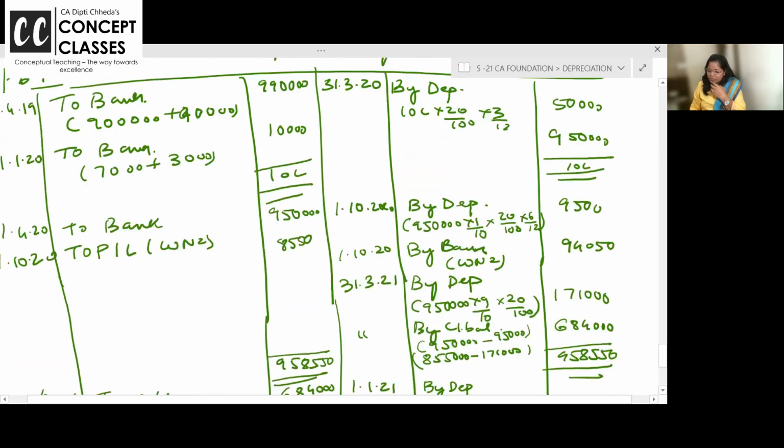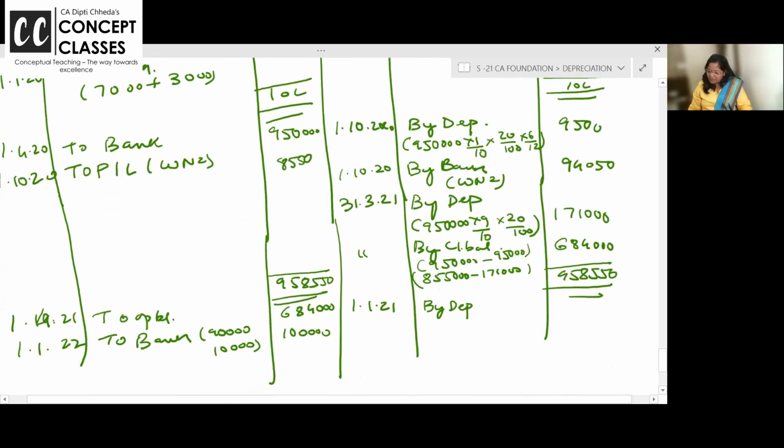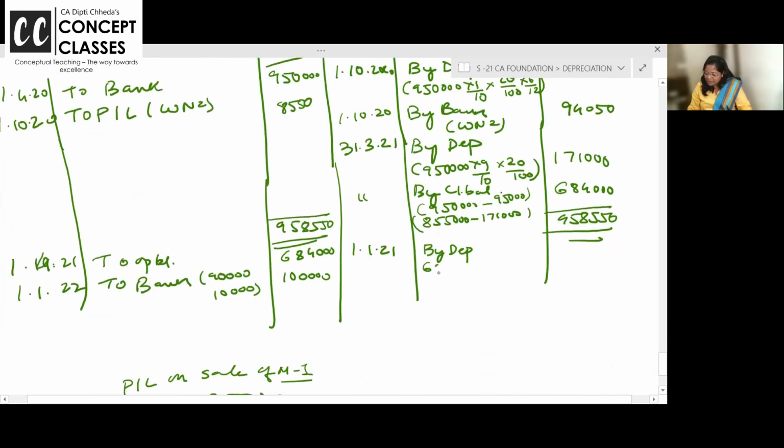How many machines are sold? One machine is already sold. So these are 9 machines. 6,84,000 into 1 by 9. Why 1/9? Because the 10th machine is the sold one. So 684 is the WDV of 9 machines. 1 machine का कितना? And charge depreciation 20% for 9 months, April to December, 9 months.